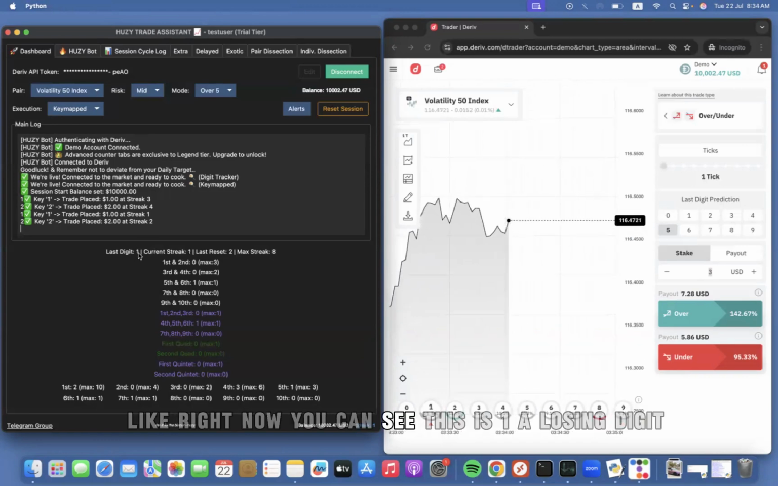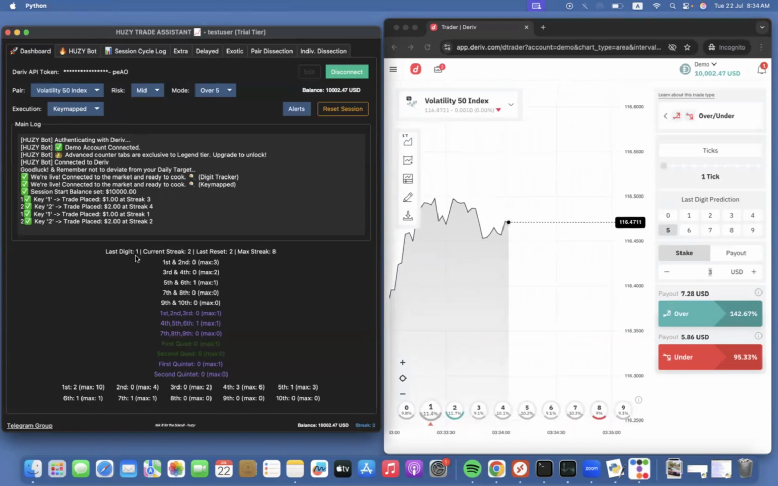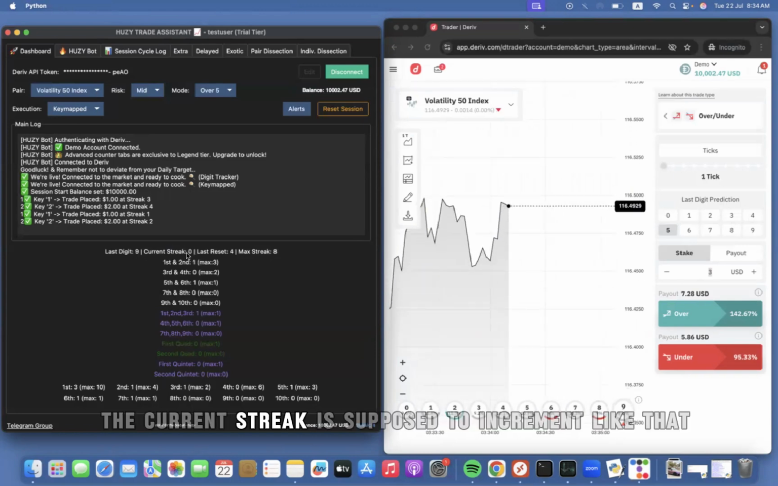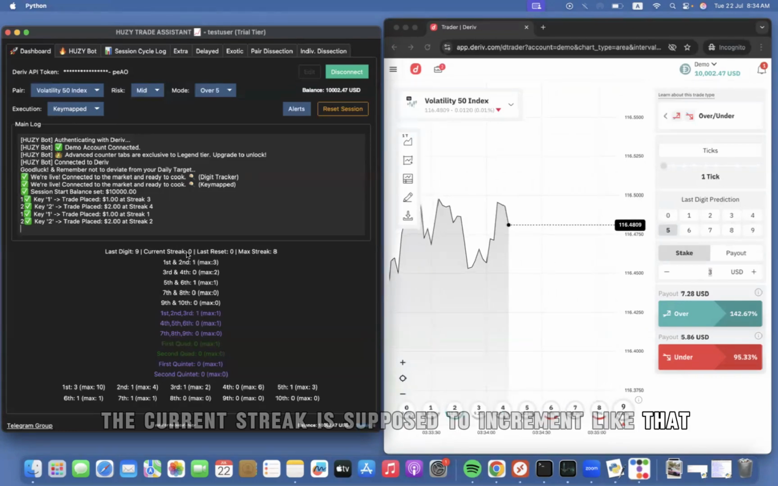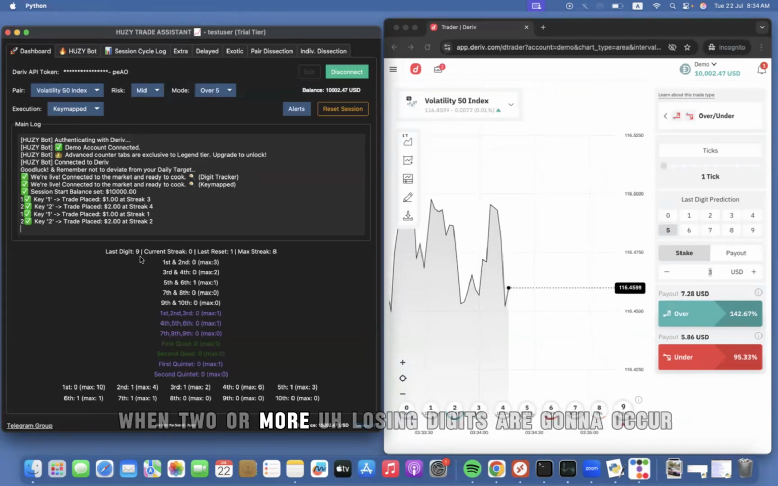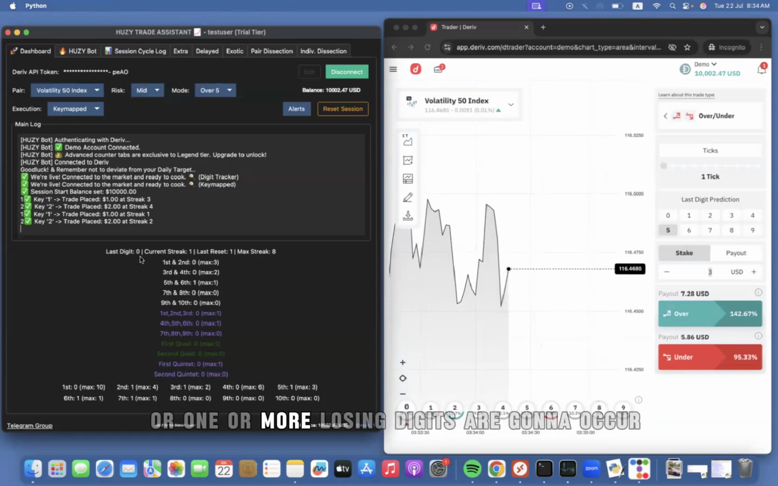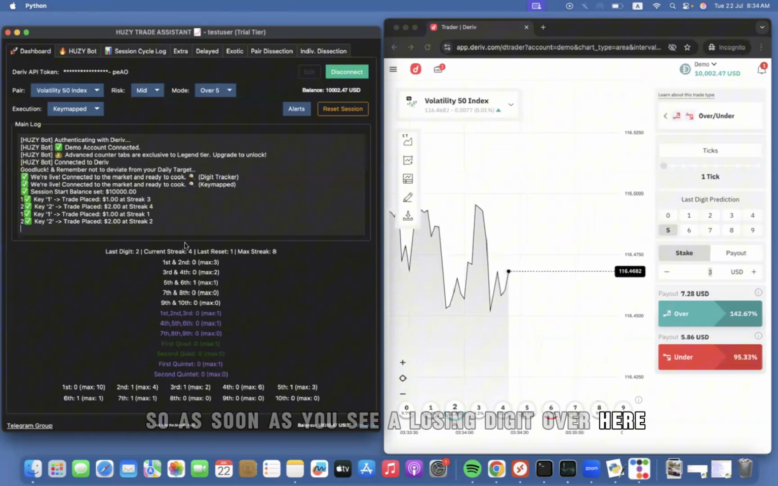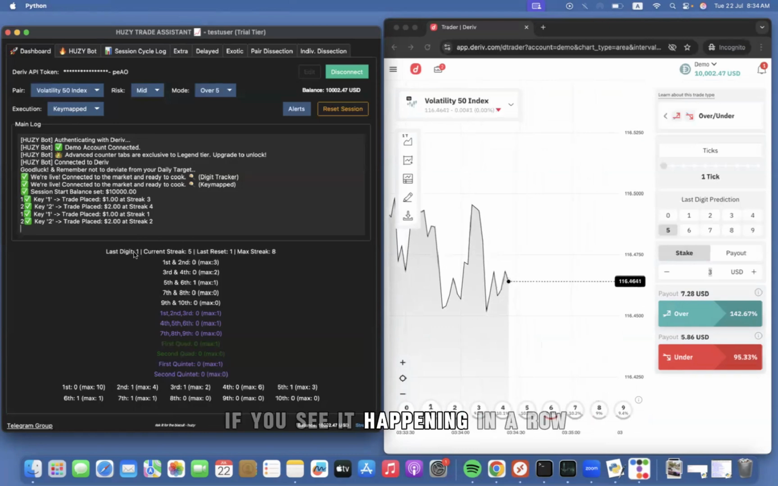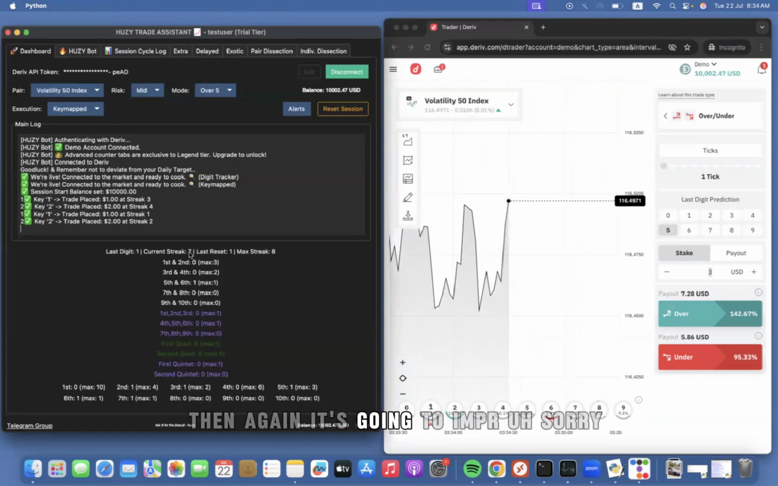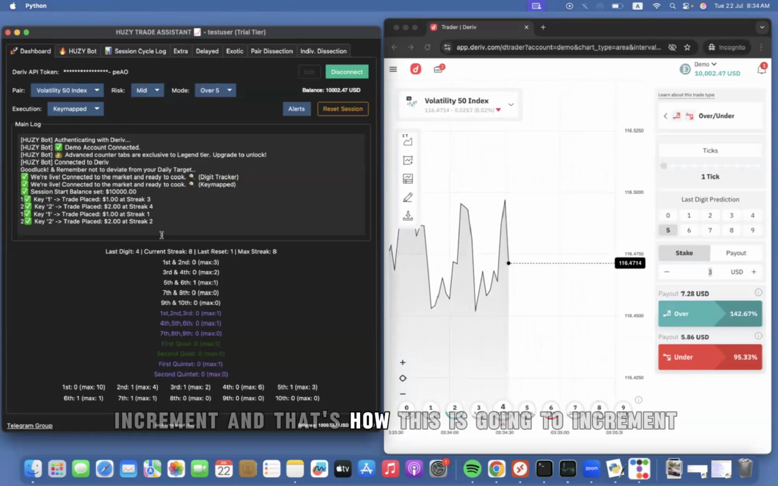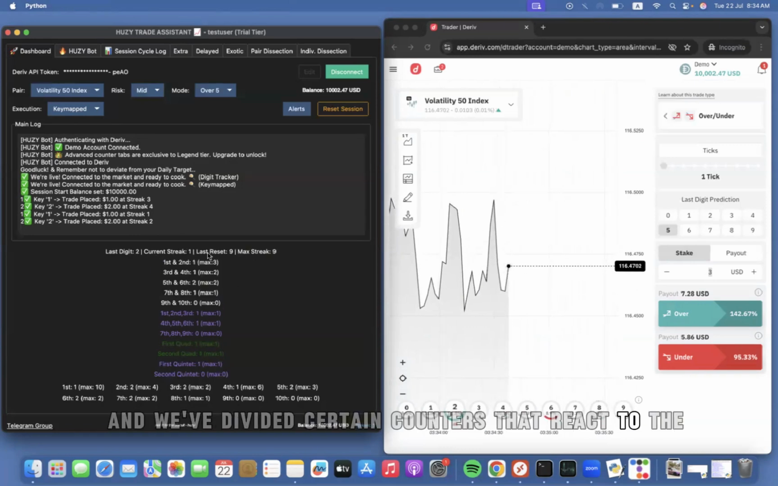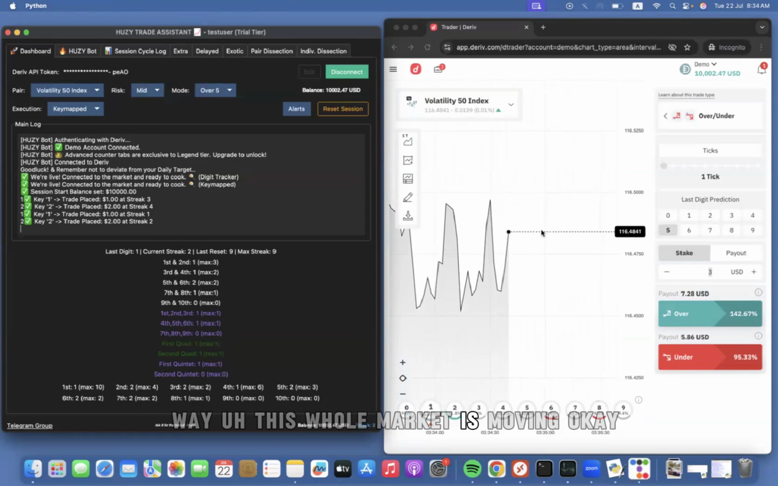Like right now, you can see this is one, a losing digit. Again, it came, okay, another losing digit, 5, another losing digit. The current streak is supposed to increment like that. When one or more losing digits occur, it's going to start incrementing. So as soon as you see a losing digit over here, it is going to increment by 1. If you see it happening in a row, then again it's going to increment, and that's how this is going to increment. And we've divided certain counters that react to the way this whole market is moving.